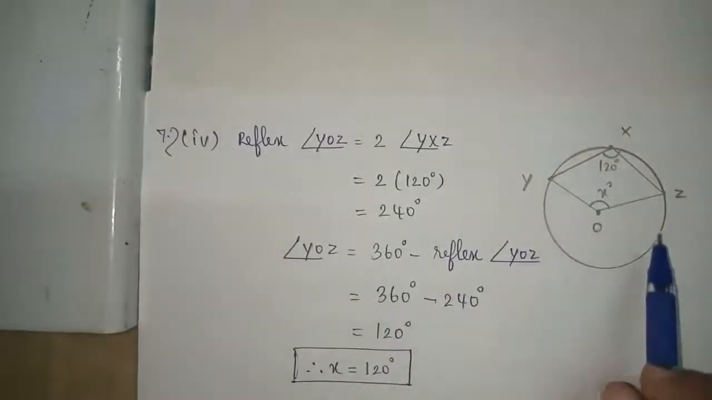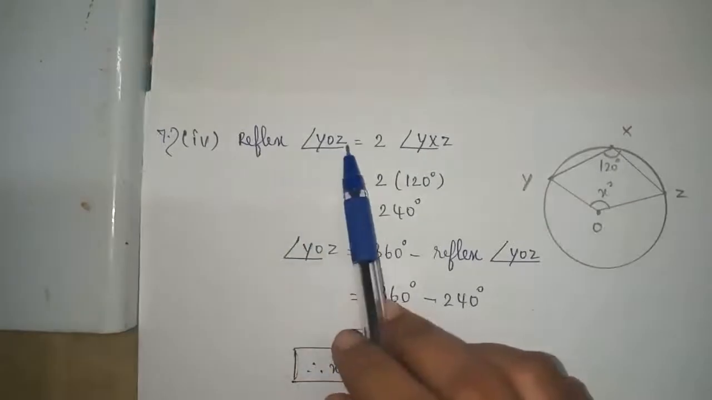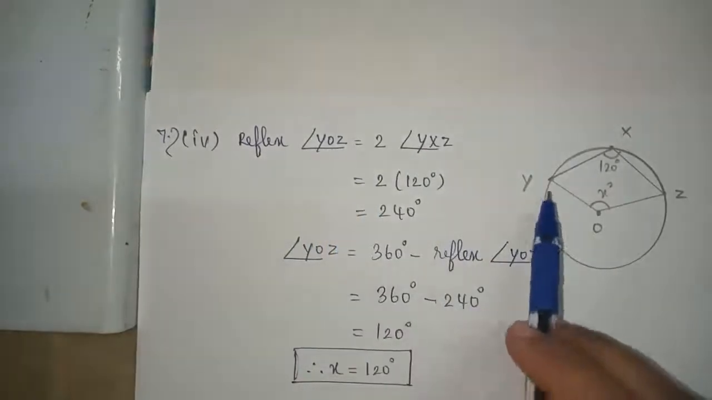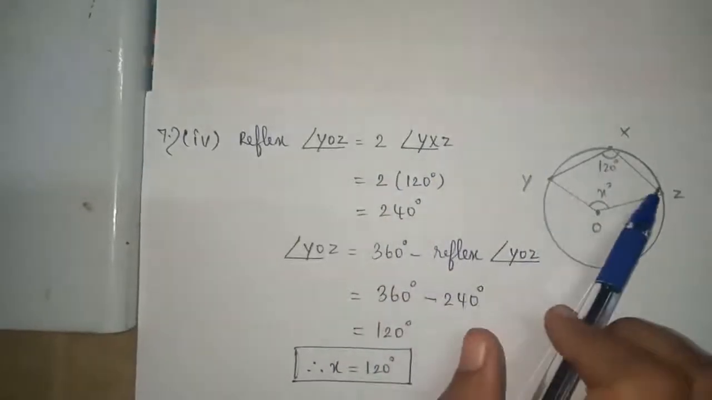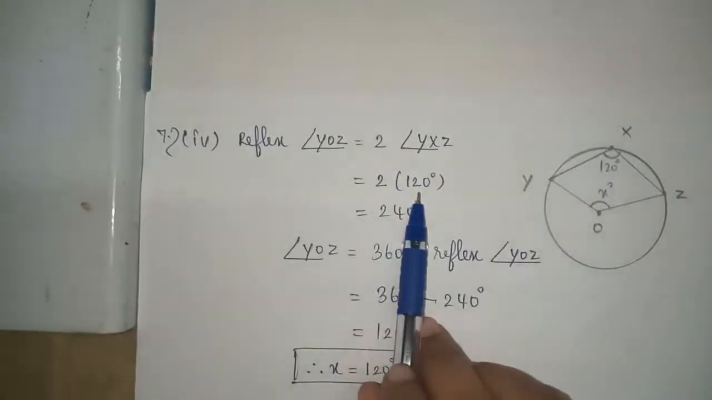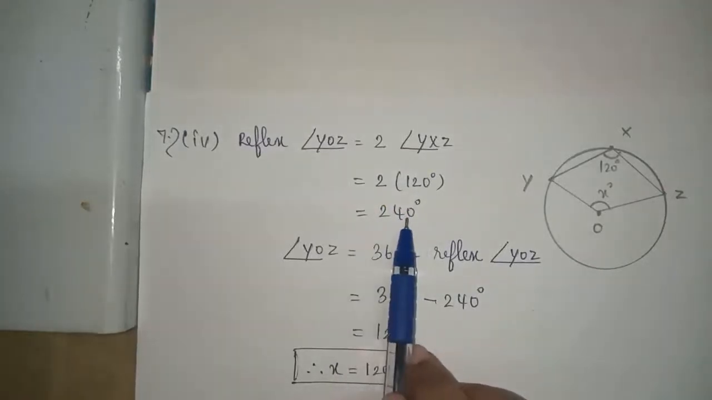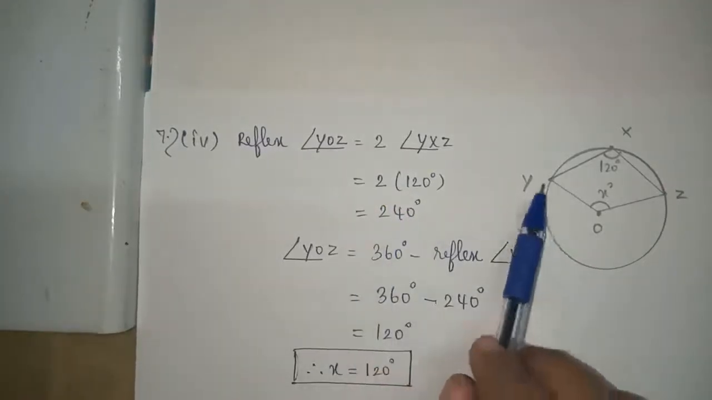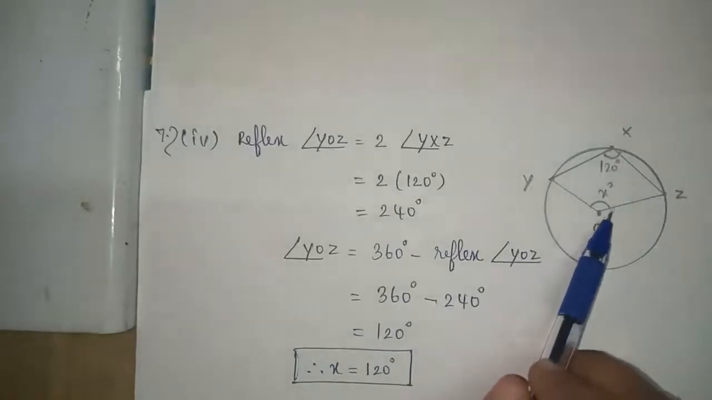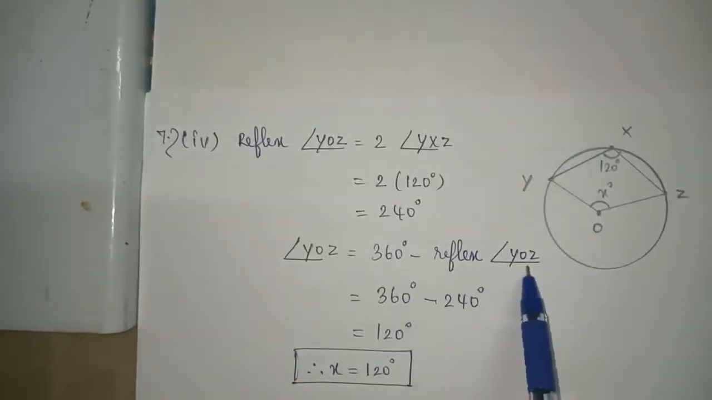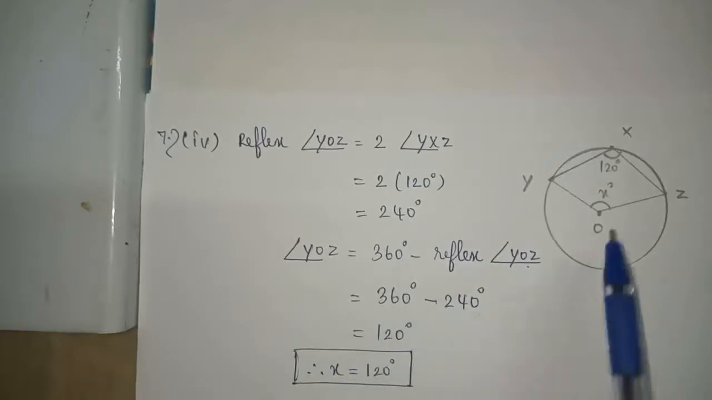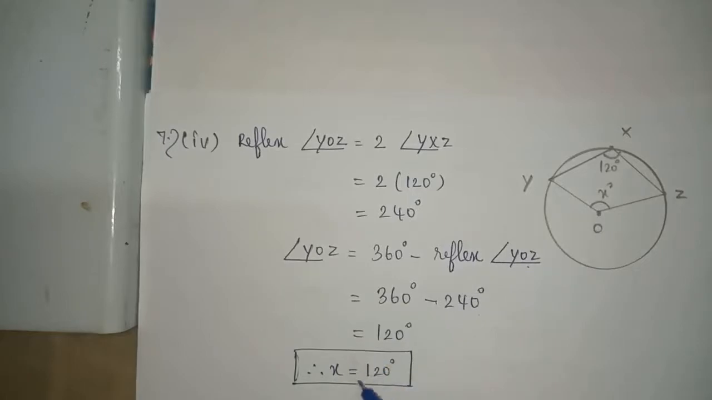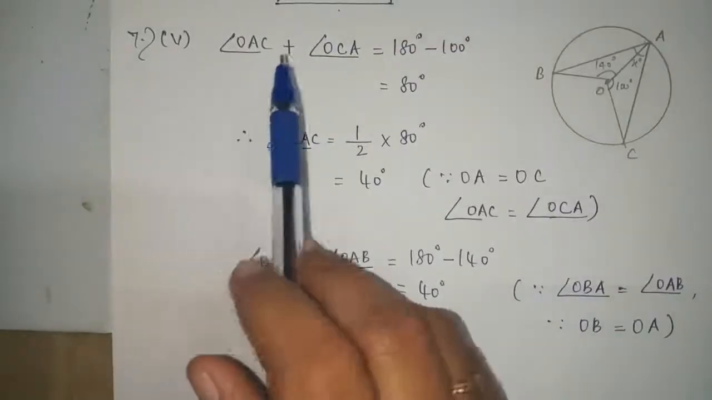Here we can see a circle with center O. So the reflex angle YOZ is equal to 2 times angle YXZ, which is equal to 2 into 120 degree, which is equal to 240 degree. Then angle YOZ is equal to 360 degree minus reflex angle YOZ, which is equal to 360 degree minus 240 degree. We get angle x is equal to 120 degree. Problem number 7, fifth subdivision.